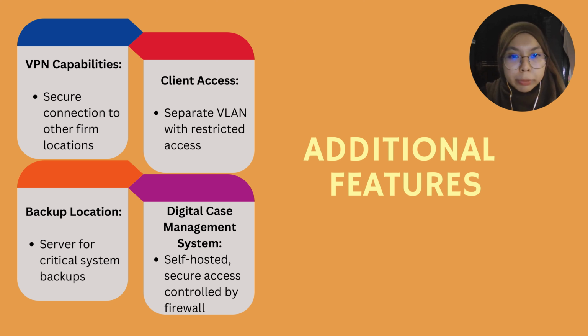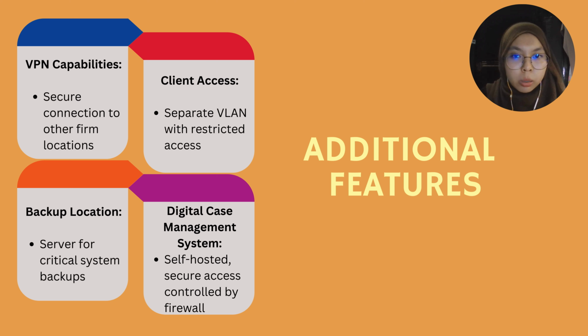The core router will be configured with VPN capabilities to securely connect this office to other firm locations. This allows legal staff direct access to resources across all firm locations when connected to the core network. For visiting clients, we will implement a separate VLAN with its own Wi-Fi SSID. This VLAN will have restricted access to only the resources necessary for client interactions.